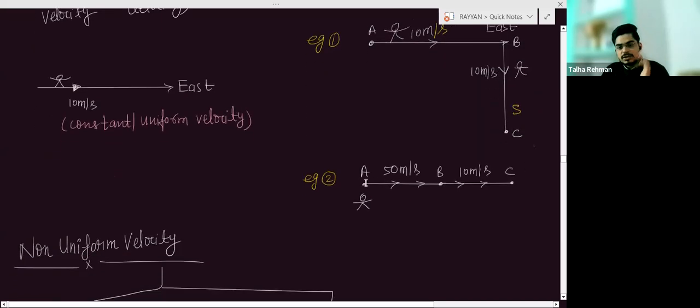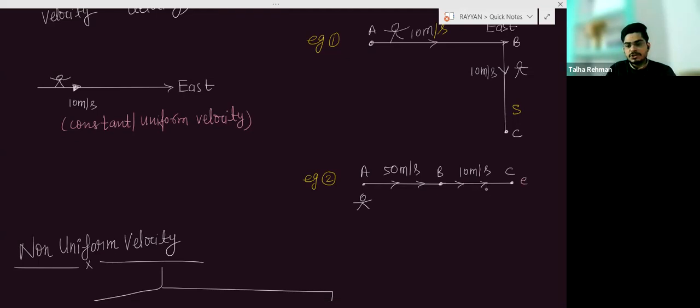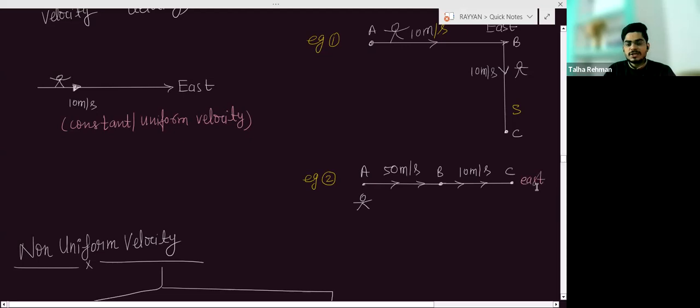Now the second example. In this example, the person is moving from A to B with 50 meter per second, from B to C 10 meter per second. And suppose this is the east direction. So from here to here, velocity is constant. From here to here, also the velocity is constant.